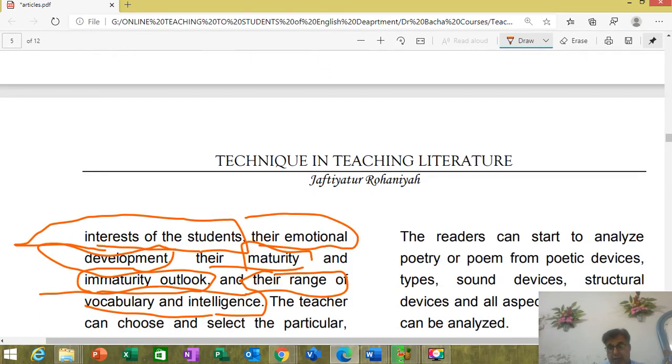The readers can start to analyze a poem from poetic devices. Okay, poetic devices: types, what kind of poetry it is; sound devices, meter and pentameter, and structural devices. What kind of structural devices have been used; all aspects of poetry can be analyzed.